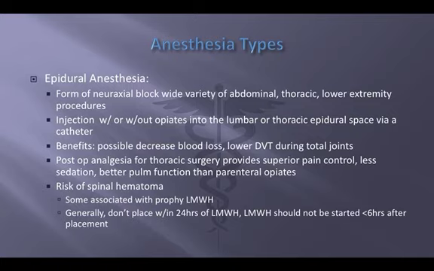ability to provide a good block, I know my wife had an epidural when she gave birth, and she was pretty much numb from the waist down, and it lasted quite some time and provided a significant amount of relief of discomfort. So she had a catheter that was in there, and they were able to bolus and change the dose and titrate the infusion as such. You can do this again with or without opiates. It's injected into the lumbar or the thoracic epidural space, again via catheter, like I mentioned.